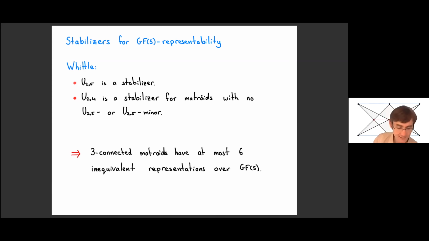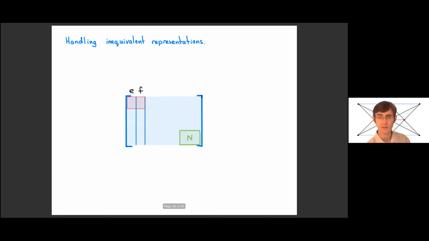So that's nice, but it's slightly problematic if we think about the proof technique we were applying for GF4, because 6 isn't 1. Right? For GF4, we relied heavily on having a unique representation. And here we don't have a unique representation. So what do you do there?